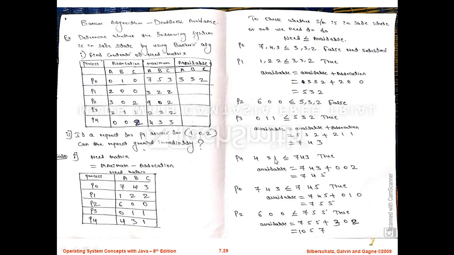Then coming to the P4 need matrix. P4 is 431. Whether it is less than or equal to the updated available 743? Yes, it is available, because 4 is less than 7, 3 is less than 4 and 1 is less than 3. Then P4 will complete the execution and it will release its allocation also. Then available will get modified, that is 743 plus allocation 002, then it will become 745. This is our updated available value. This many resources are available in our system right now.